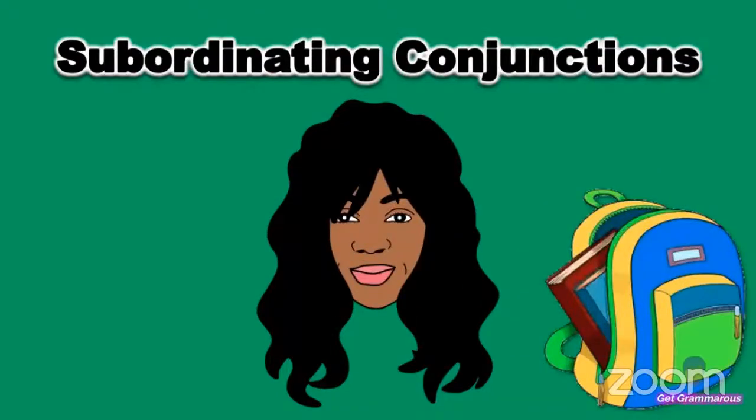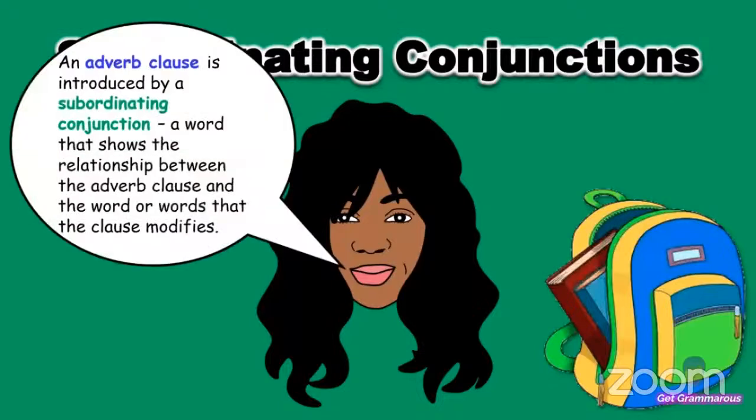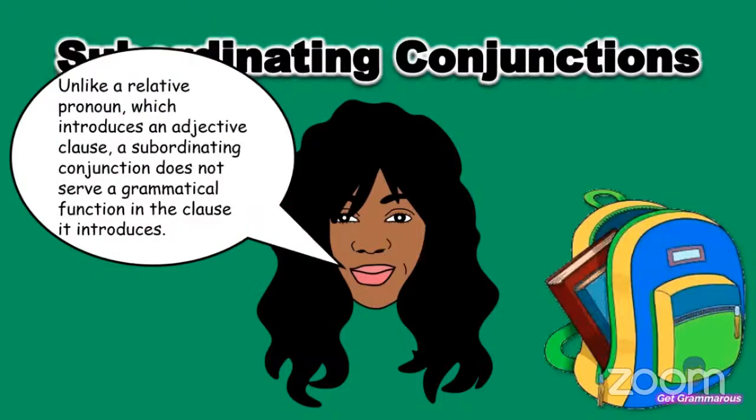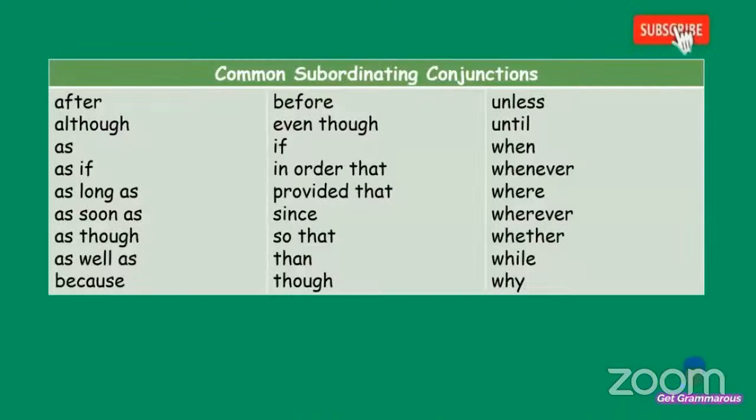Subordinating conjunctions. An adverb clause is introduced by a subordinating conjunction, a word that shows the relationship between the adverb clause and the word or words that the clause modifies. Unlike a relative pronoun which introduces an adjective clause, a subordinating conjunction does not serve a grammatical function in the clause it introduces. Here is a list of common subordinating conjunctions.